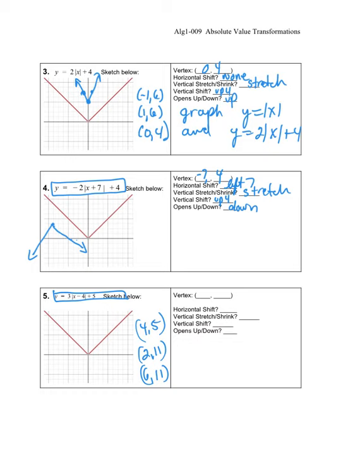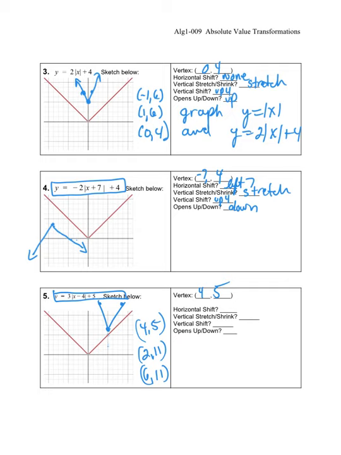So the vertex, 1, 2, 3, 4, 1, 2, 3, 4, 5. Oh, it's right there, sorry. Let me undo that. All right, so 4, 5, 2, 11, 2, 3, 4, 5, 6, 7, 8, 9. Whoop, way up here, because remember they're symmetrical. And there we go. So the vertex is 4, 5.